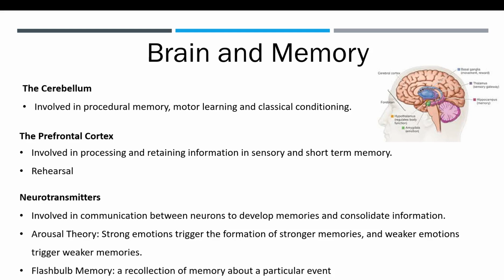And then there's the arousal theory, which states that stronger emotions trigger the formation of stronger memories, whereas weaker emotions trigger weaker memories. And then we also have flashbulb memories, which is a recollection of memory about a particular event. And you could read more about these parts of the brain, functions, and structures in your textbook.